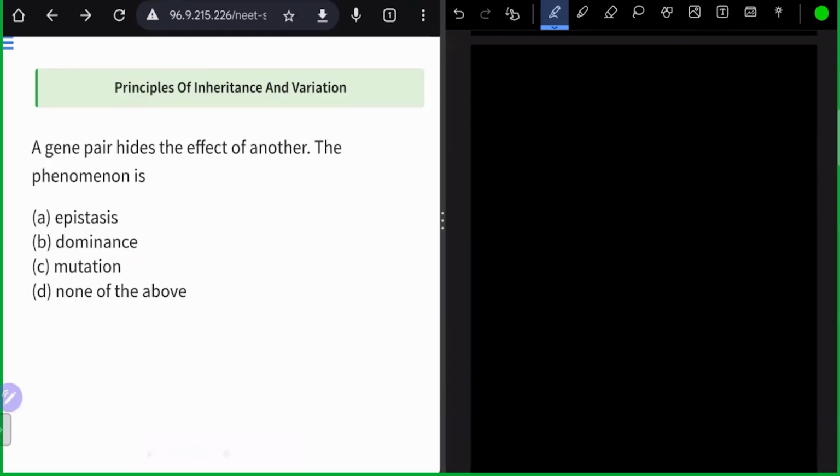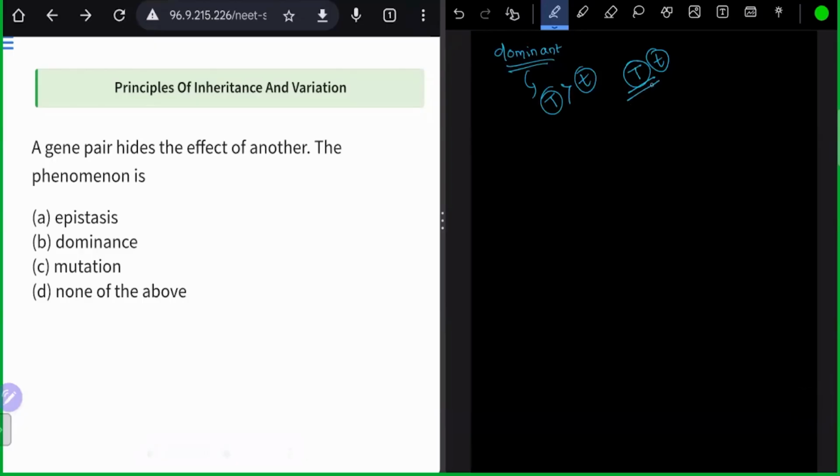So you must know what is dominant. In basic, dominant means one allele is dominant over the other. That means if one capital T and one small t is present, then the character expressed is in favor of capital T. That is, the plant will be tall, right?